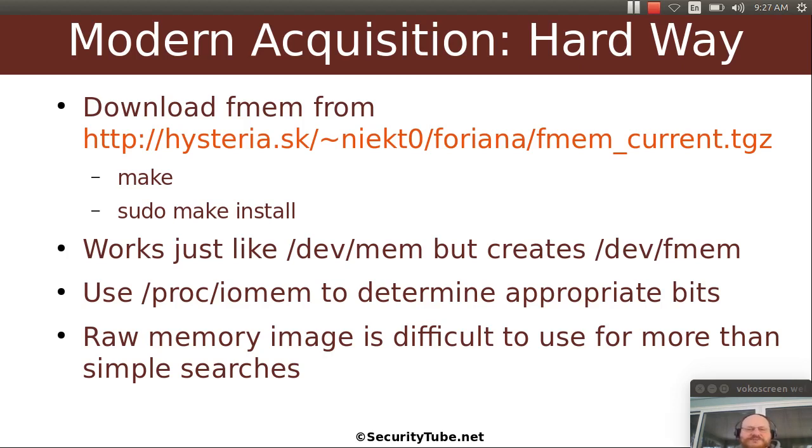Now, there's a couple of issues with this way. It's hard, it's very manual, that's one thing. And another thing that you'll run into is the fact that you won't have an image that's usable by things like Volatility. And really what you'll have is an image that you can use for some simple searches, and that's pretty much about it. So that is the hard way.